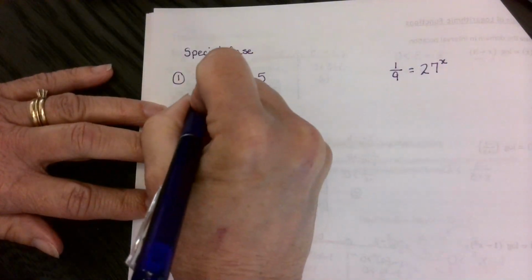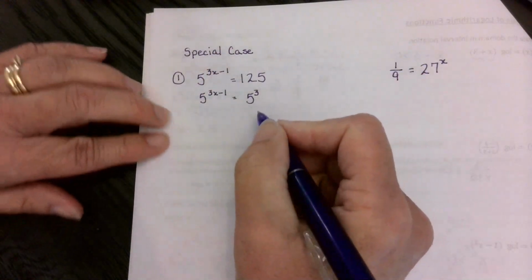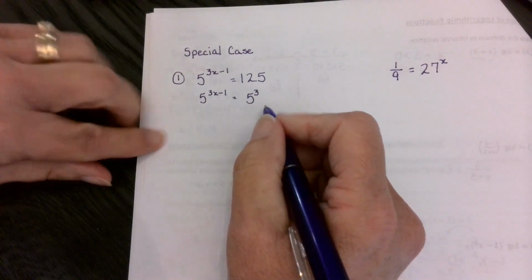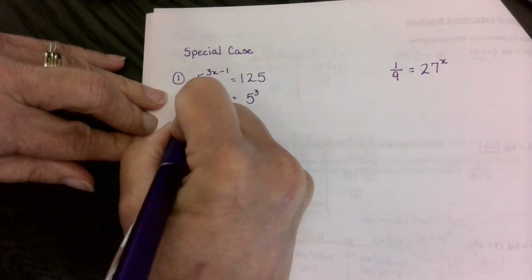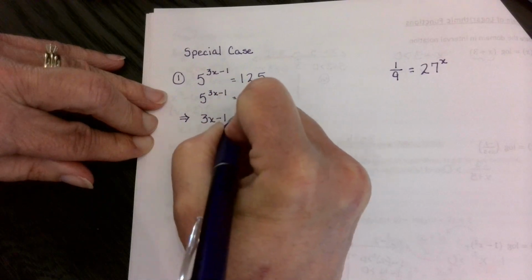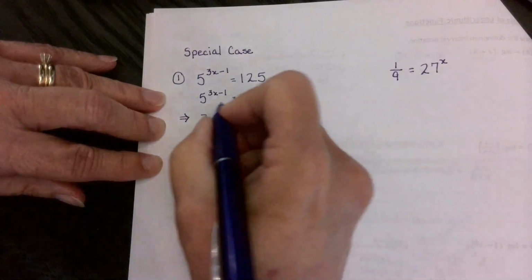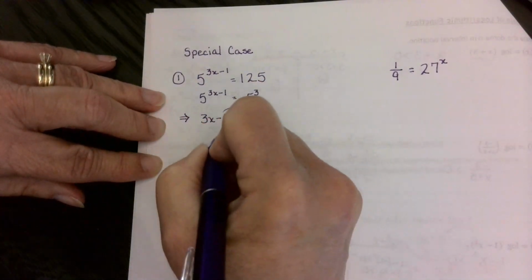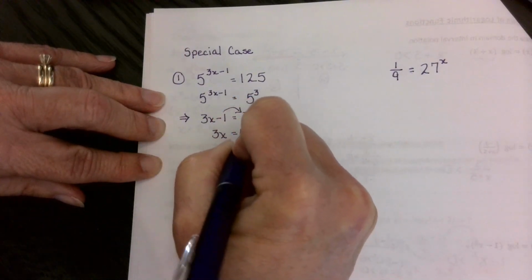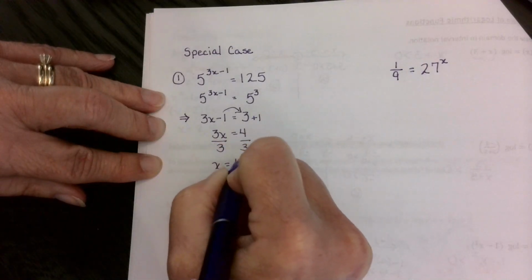Over here, I'm left with 5 to the 3x minus 1. Now that our bases are the same and we're saying that the left is equal to the right, this is going to imply, if the bases are the same, the exponents have to equal each other. So I can set these two equal to each other and then solve for x. I'm going to take the one to the other side by adding it. So I'm going to get 3x equals 4. Divide by 3. And x is equal to 4/3.